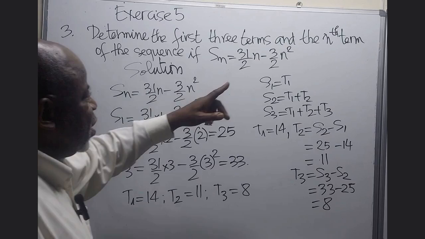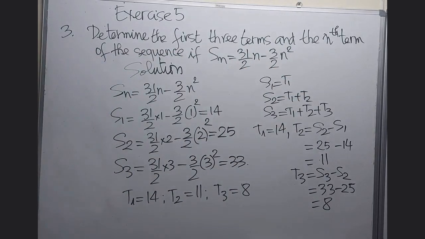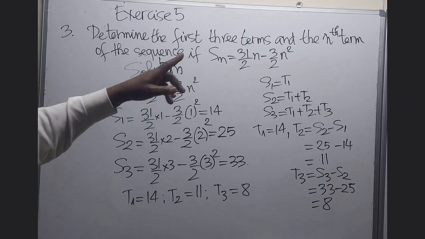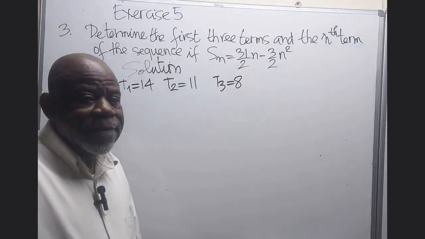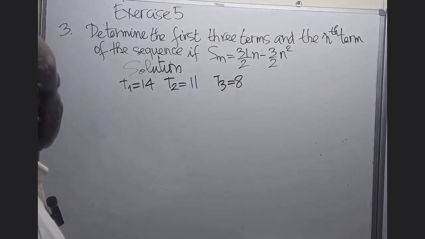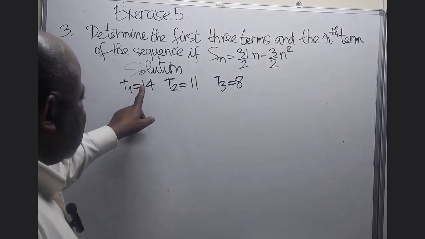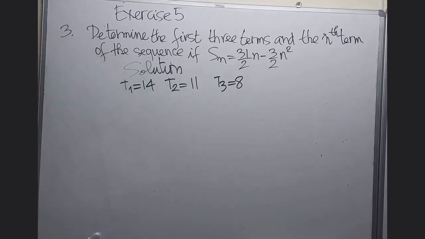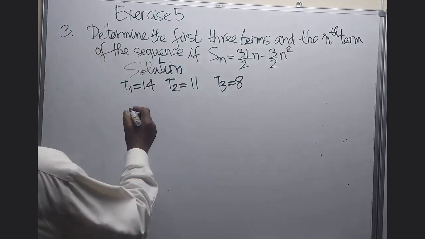So now we will see how to get the nth term. I'm going to clean the board so we'll have some space in order to get the nth term. All right, so here are our first three terms. T1 is 14, T2 is 11, T3 is 8. Now we're going to get the nth term of this sequence.